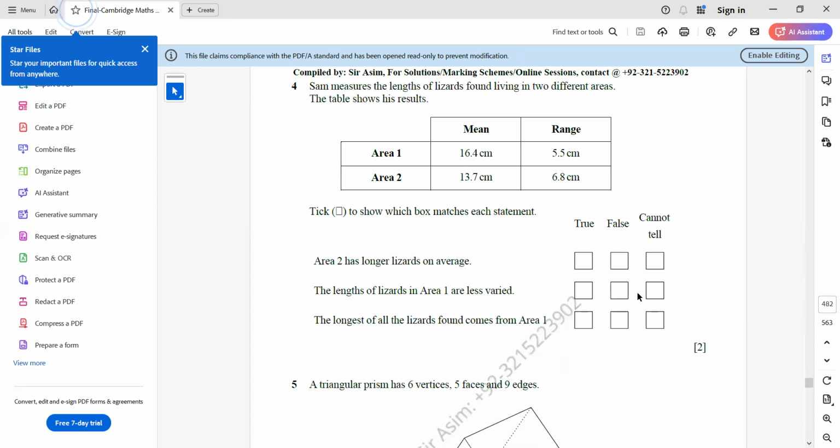Sam measures the lengths of lizards found living in two different areas. The table shows his results. Area 1, mean is 16.4 centimeters, and range is 5.5 centimeters. Same goes for area 2, mean is this and range is this. The question states that we need to tick to show which box matches each statement.